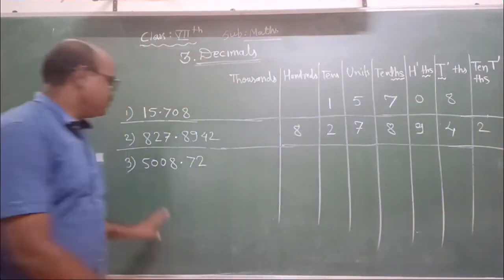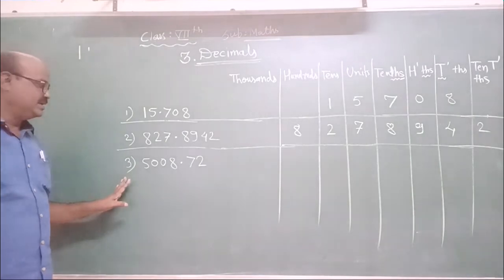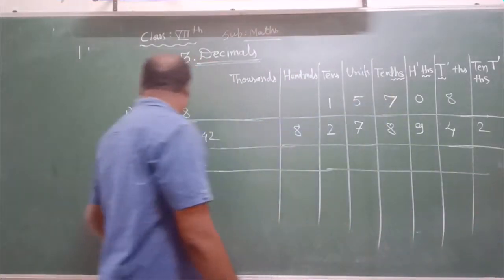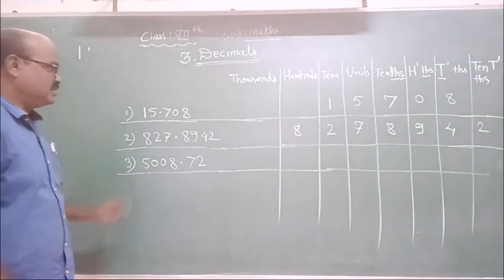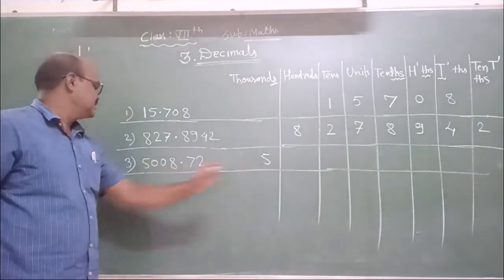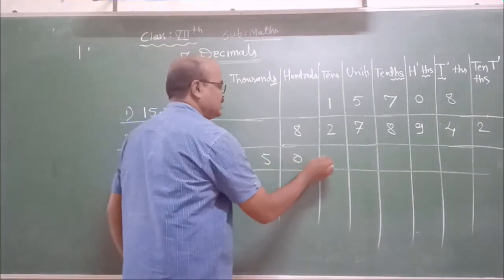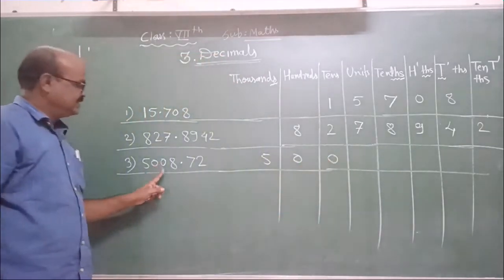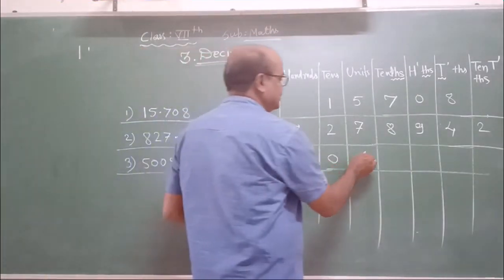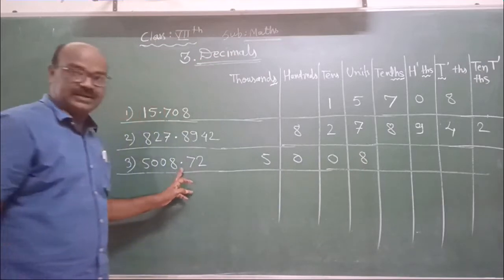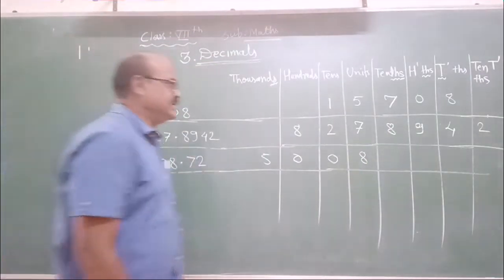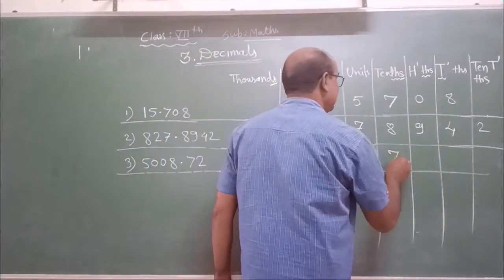Now for the third example, let us see. 5 is at thousands place, 0 at hundreds and tens place, 8 is at units place, and after that tenths place 7, and 2 at hundredths place.